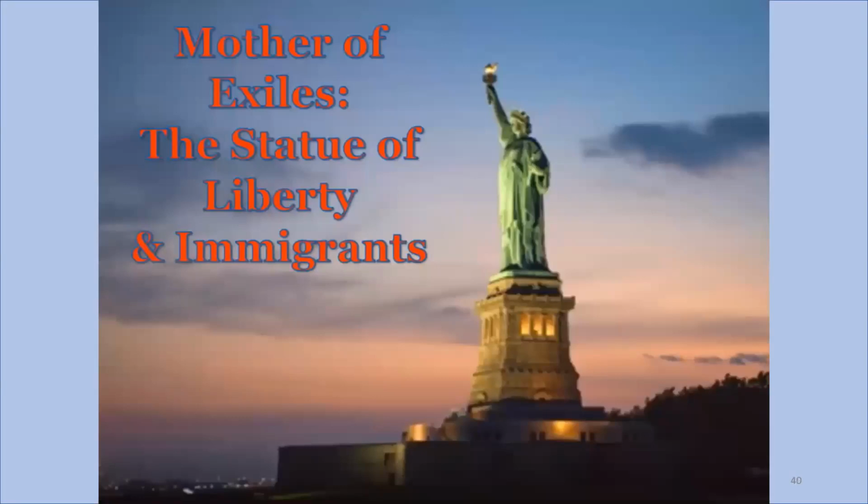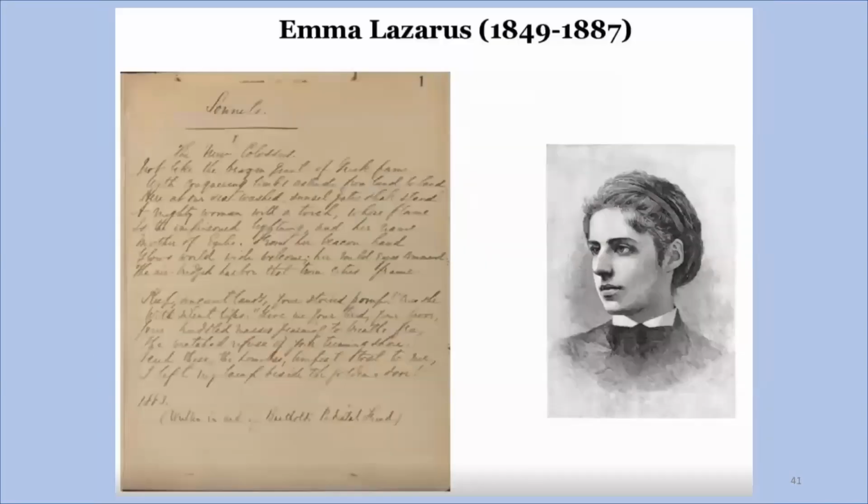So we mentioned the immigrants earlier. Well, as I said, it was never the intent of Bartholdi and de Laboulaye for the statue to become a symbol of immigrants and to earn the nickname the Mother of Exiles. That would only come later thanks to this woman. Well, she was a New York-born poet named Emma Lazarus. Lazarus was commissioned in 1883 to write a poem to raise money for the Statue of Liberty.